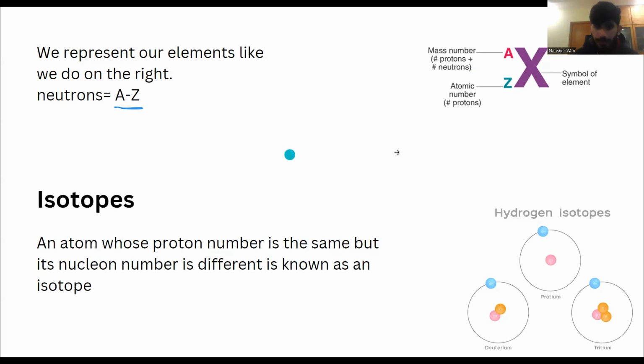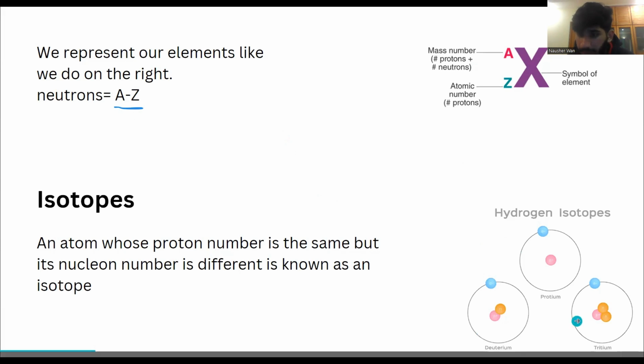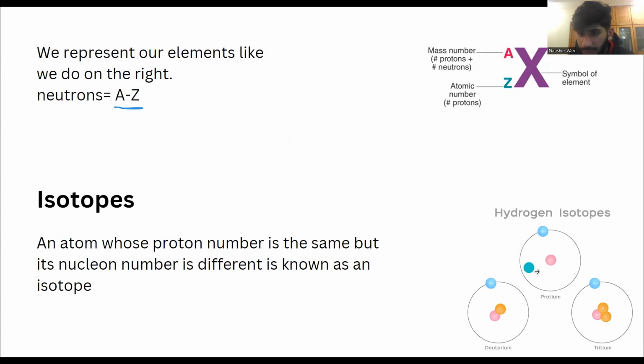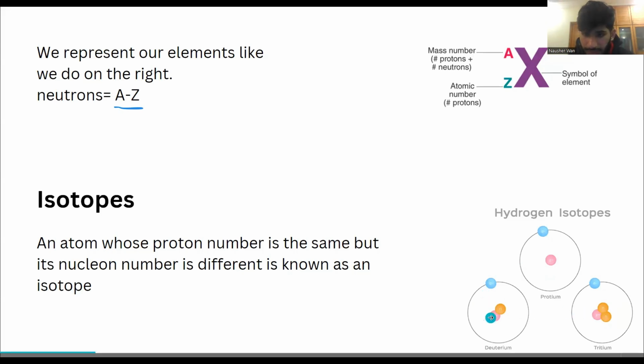Now, let's move on to perhaps the more important section of this chapter, and this is called isotopes. Isotopes are atoms whose proton number is the same as another element's, but whose nucleon number is different. This is what we call an isotope. And on the right-hand side, we can see a few examples of hydrogen and its isotopes. So you have protium, you have deuterium, and you have tritium. In most cases, in any chemistry classes you take, you would have dealt with protium, which is your proton and your electron. But in actuality, hydrogen can exist in two other forms, which are these two.